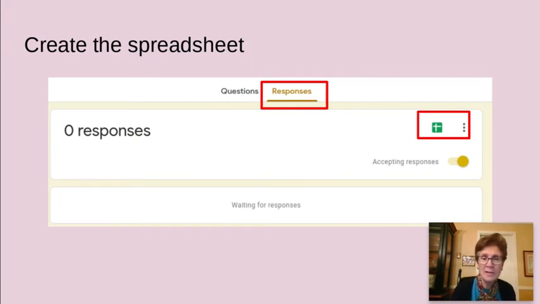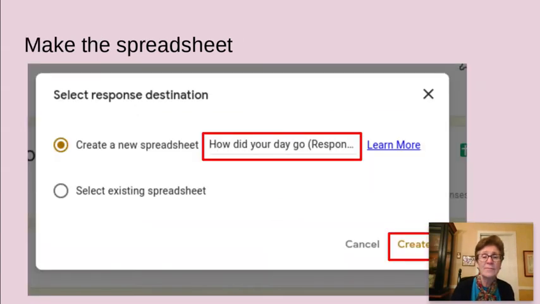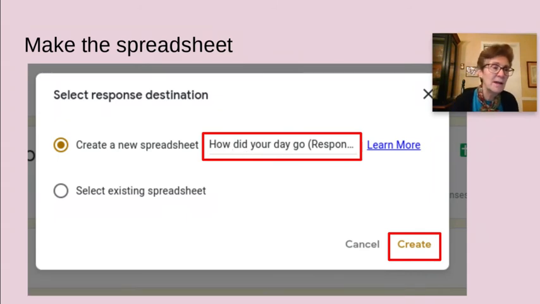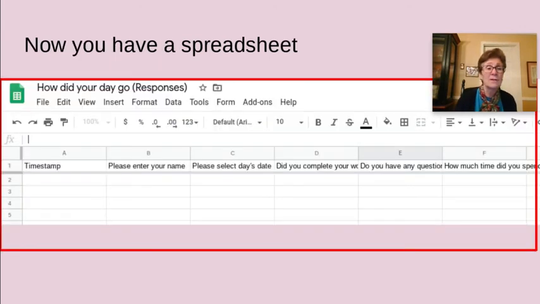You go to the Responses tab and click on the little icon, kind of the white cross on the green background. Click there, and it'll say, "Oh, you want to make a new spreadsheet." You have some choices here. You can rename it if you don't want it to be called "How did your day go?" You can call it "My attendance form" or "COVID-19 attendance form," whatever. And then you hit the create button.